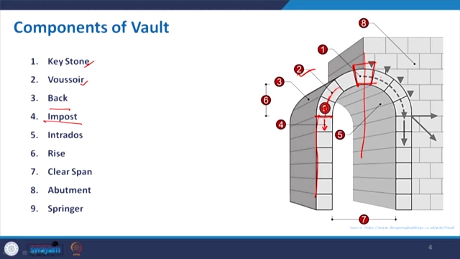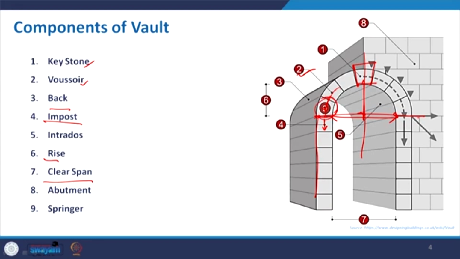So, it is opposite to the back, and then the rise, that we know is to be calculated from where the impost ends. So, from that, what is the rise. Then clear span is basically the span given to this. Then abutment is the support, and also we have this springer, which really transfers the load to the wall.